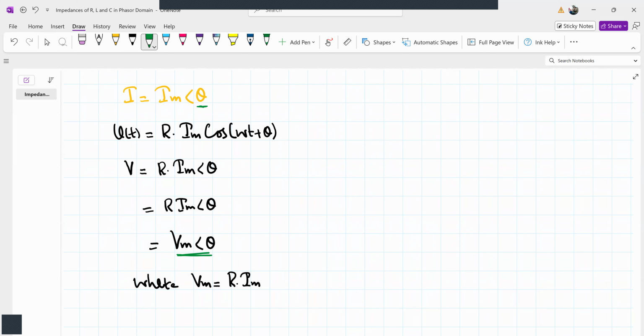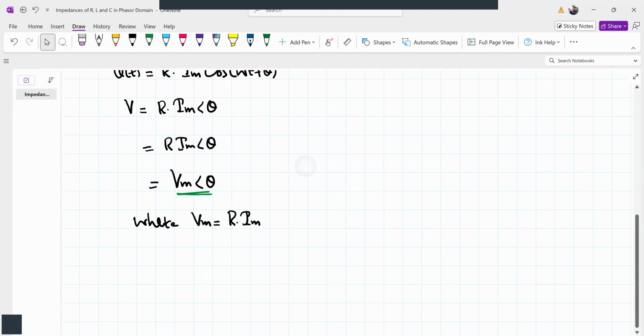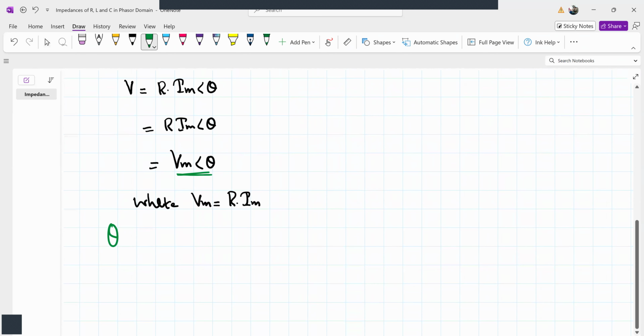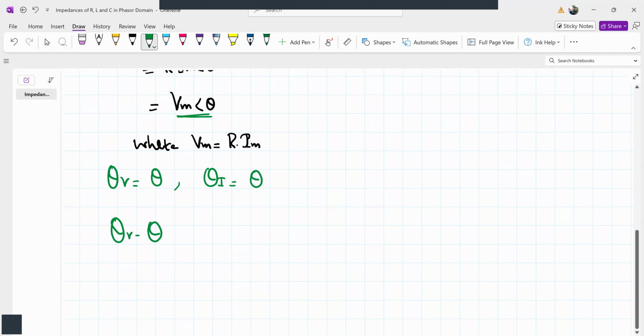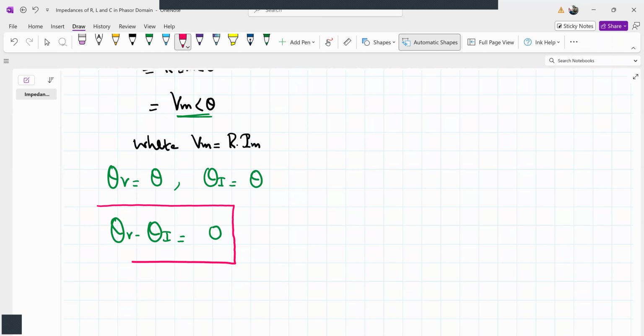The phase difference means: what is the phase of voltage? Theta V is equal to theta. Similarly, what is the phase of current? It is theta. So what's the phase difference? Theta V minus theta I in a resistor is theta minus theta, that's equal to 0. So the phase difference between voltage and current in a resistor is 0. This is very, very important. In other words, the voltage and current in a resistor are in phase.